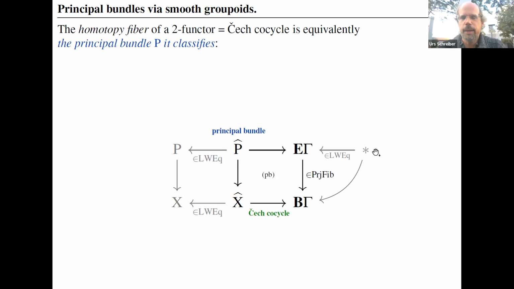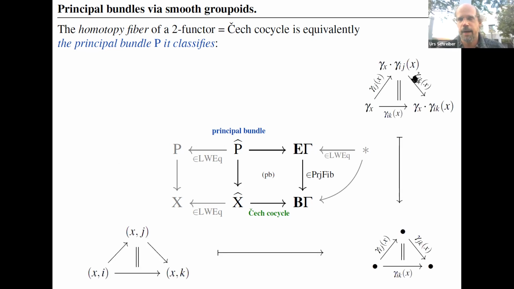We have the point inclusion to B gamma. We resolve it. We do a fibrant replacement by this E gamma thing. And now, as the notation is supposed to suggest, you want to form that pullback, which is actually now the homotopy fiber of the point really. And I'm claiming that this is the principal bundle. Let's see how this works. That is classified by the Čech cocycle.